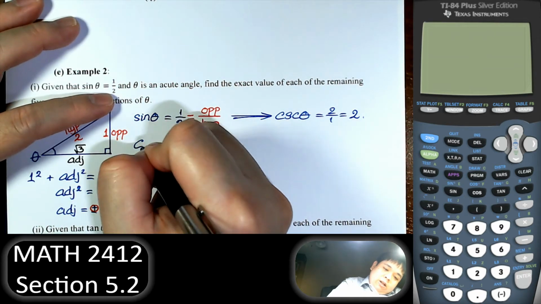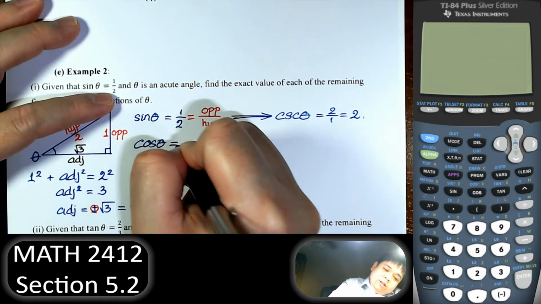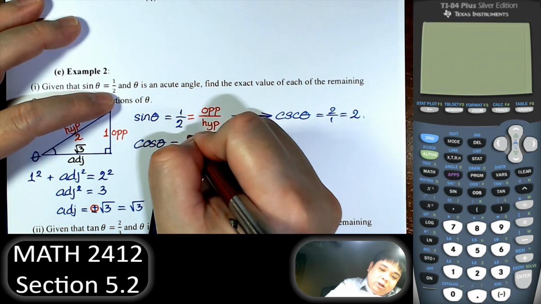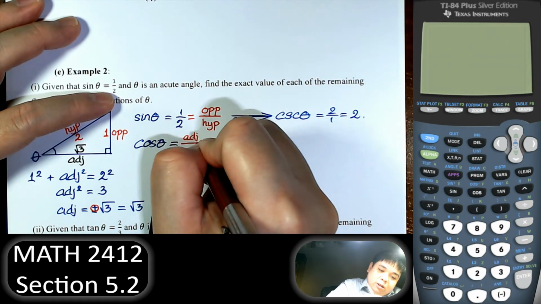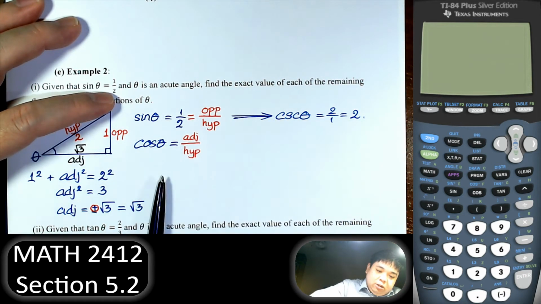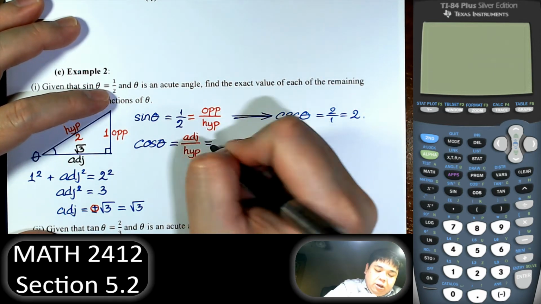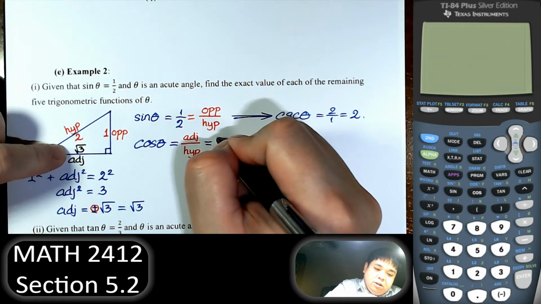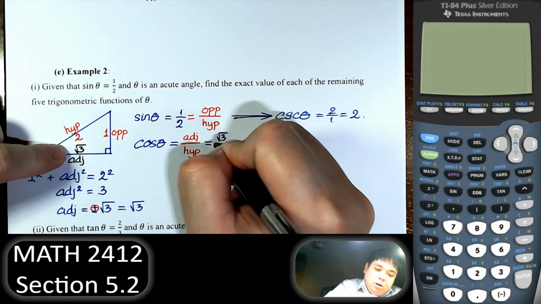And then cosine will be adjacent over hypotenuse.